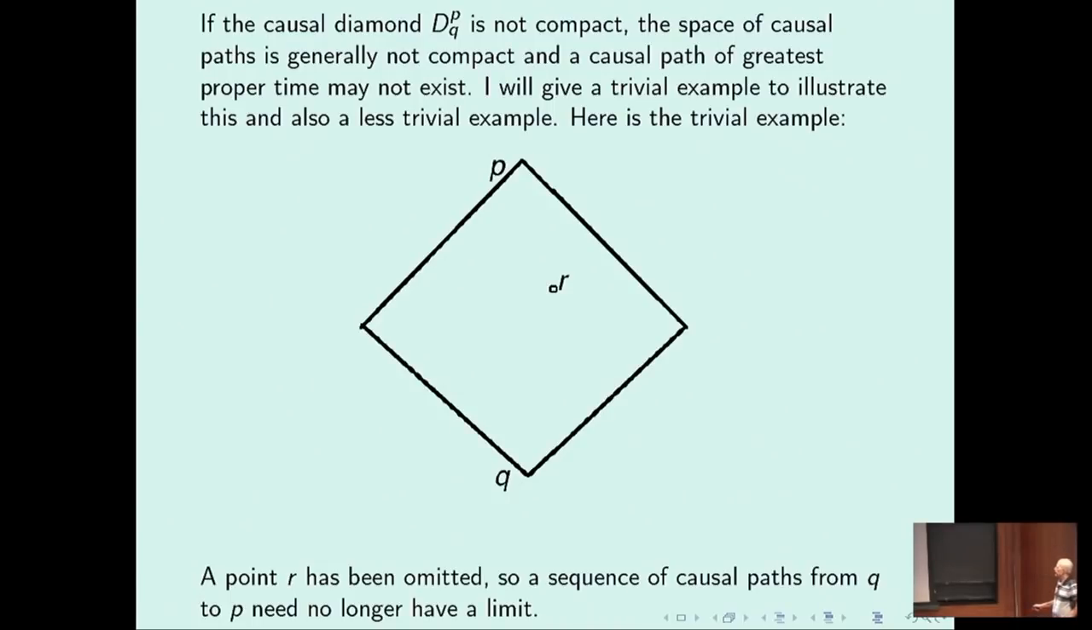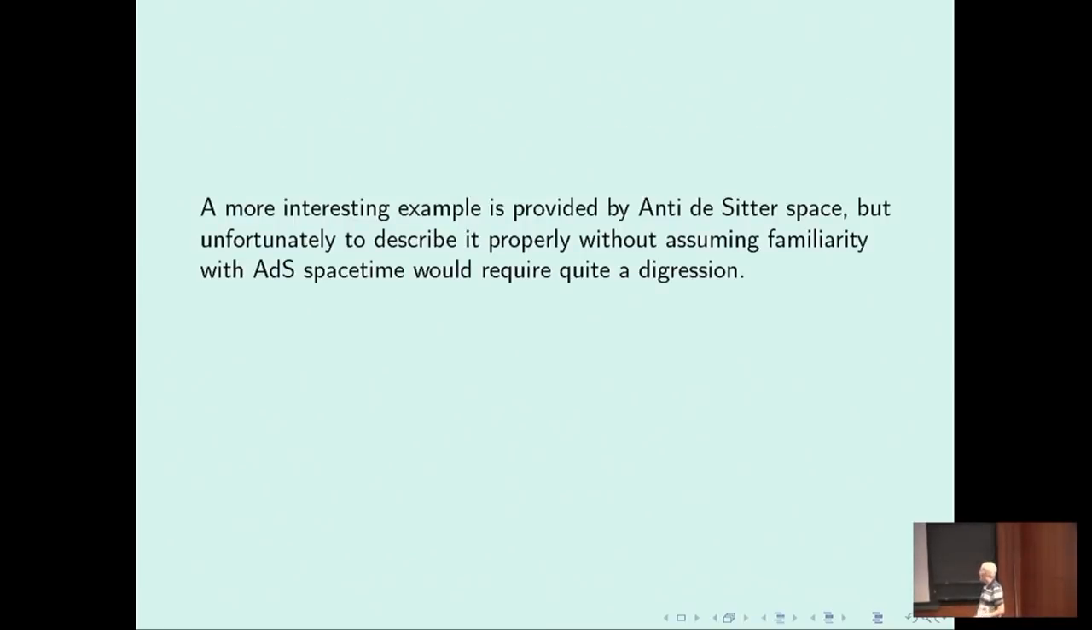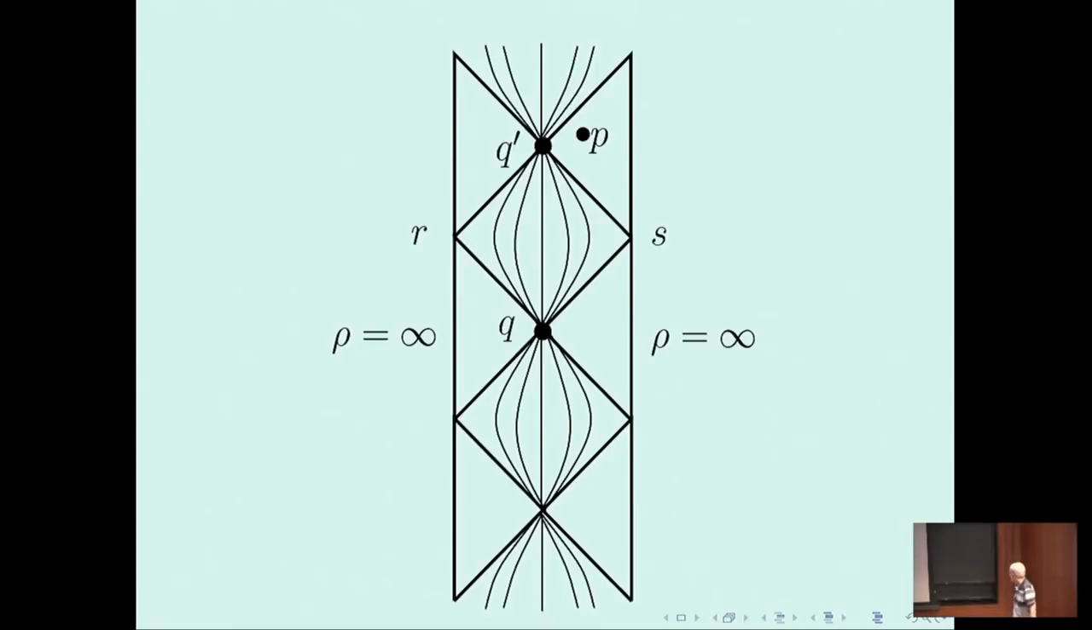And if you have 2 points whose geodesic in Minkowski space passes through the removed point, then those will be 2 points that aren't connected by a path of greatest proper time. They're not connected by a geodesic. So there's a more interesting example provided by anti-de Sitter space, but to describe it completely requires some familiarity with anti-de Sitter space. So I'll try to put the minimum requirements on your familiarity.